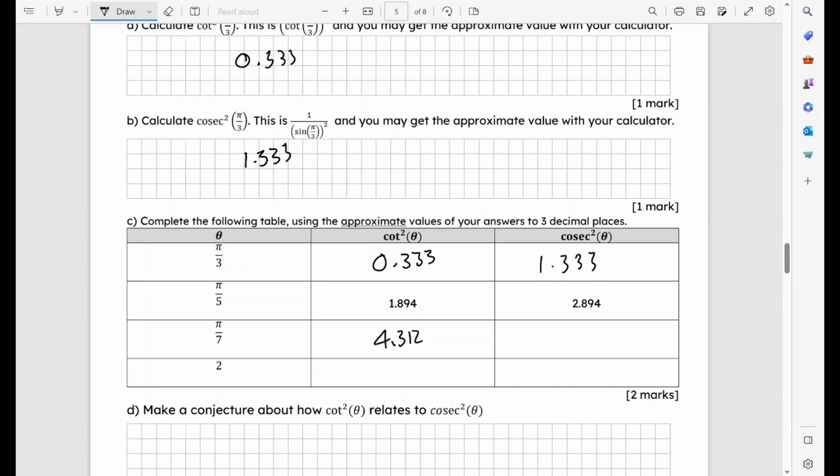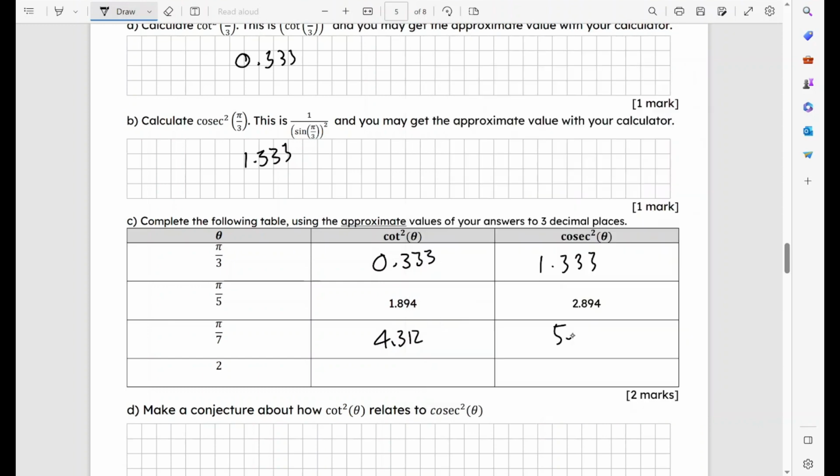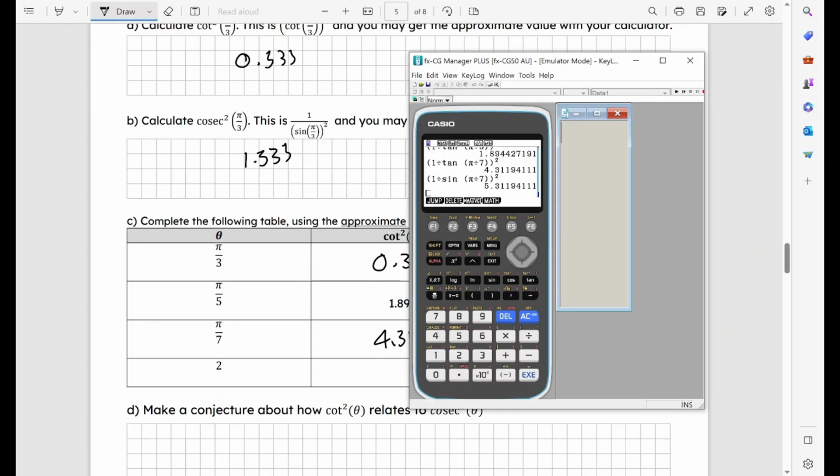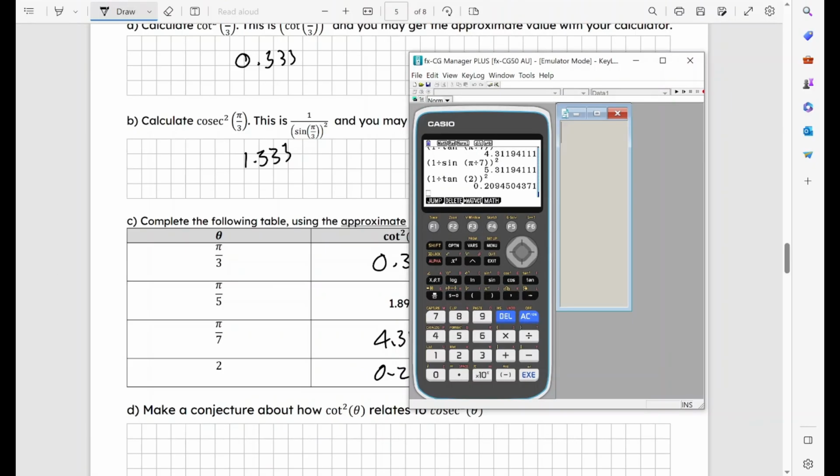Then we're going to get cosec squared of that same angle, pi over 7. So 1 over sine of pi over 7, do that and square it. You're going to be getting 5.312. And then the next one, the angle is literally just 2 radians. So 1 over sine of 2 squared. So cot squared is 0.209, and then 1 over sine of 2 squared is 1.209.